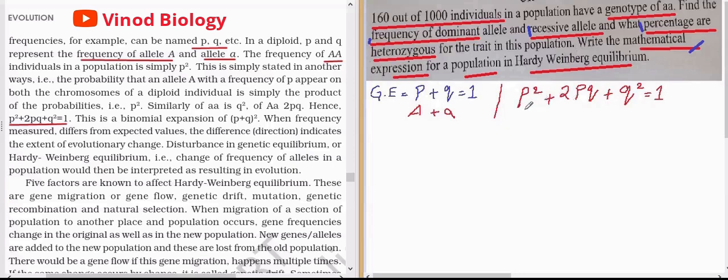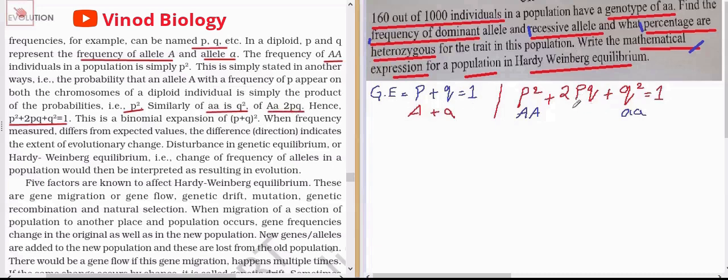From biology, you can simply say this is like a frequency percentage. Here it's alleles. So p square can be written as capital A capital A. Small a small a can be q square. Next, capital A small a is 2pq.